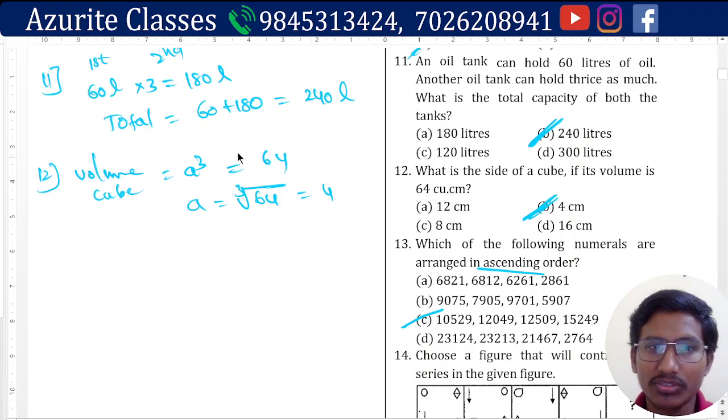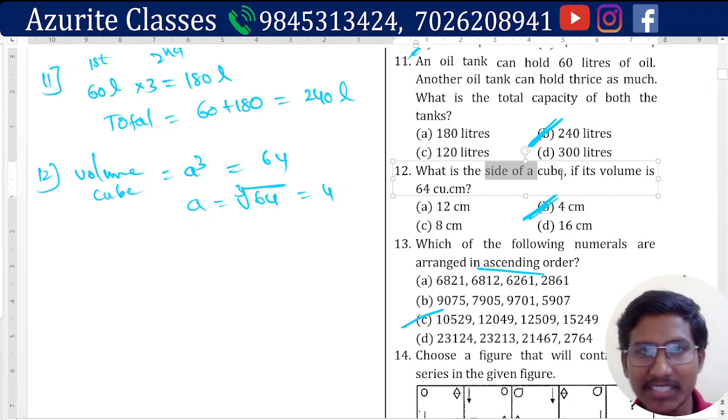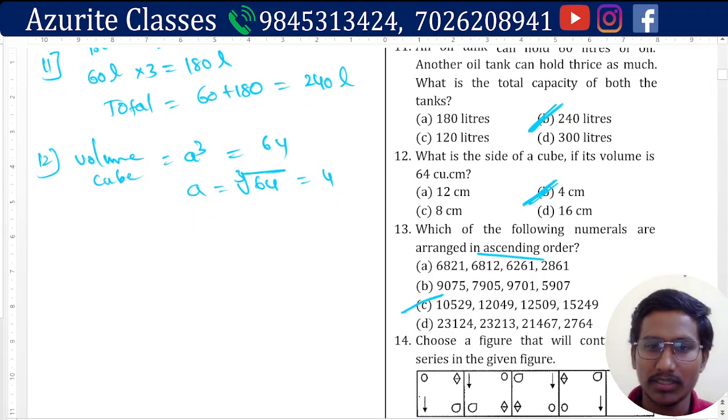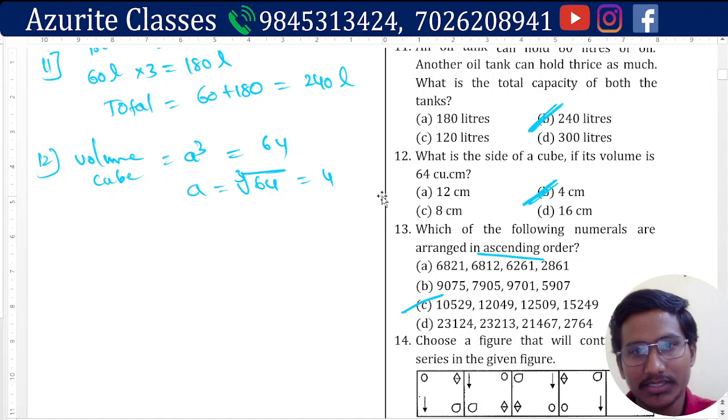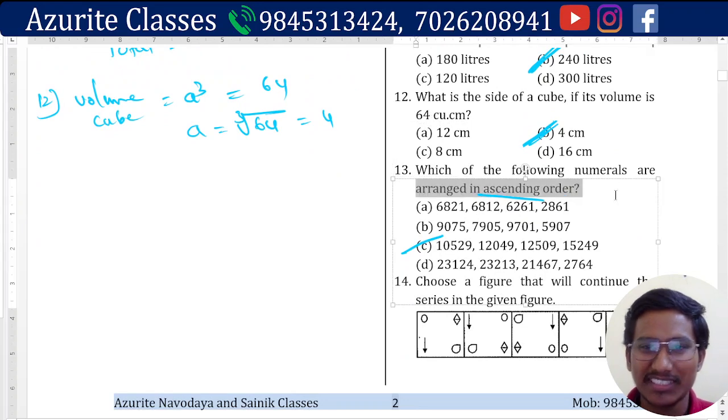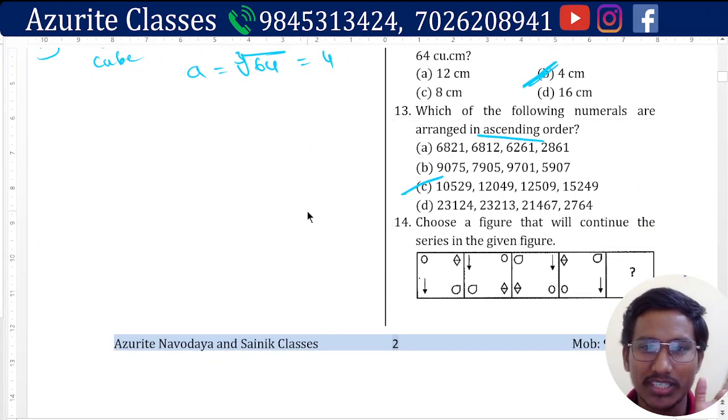You have to remember the volume of a cube. Cube means all sides are the same. Volume is a cubed; you take the cube root and you will get the answer. Next, the 13th question: which of the following numerals are arranged in ascending order? That is an easy question, so you do it as homework.